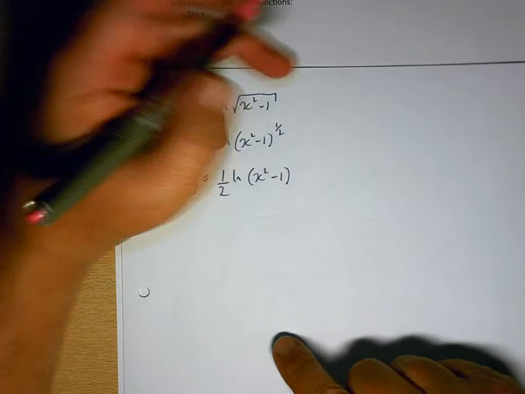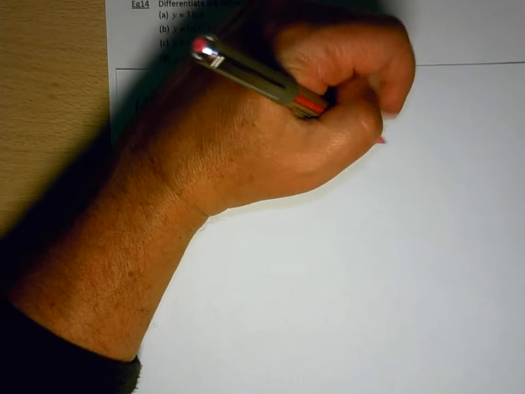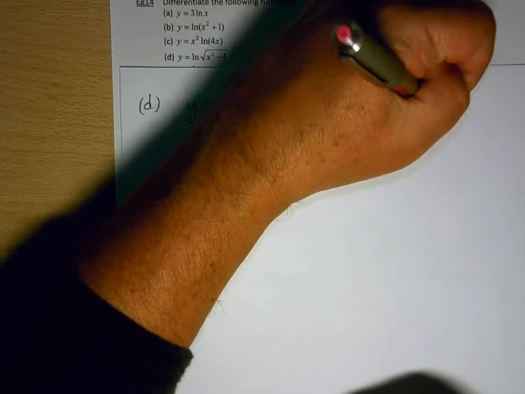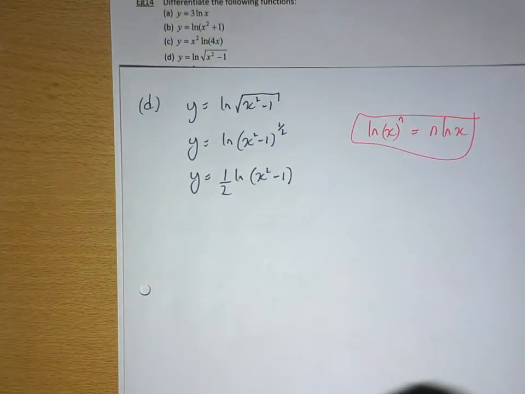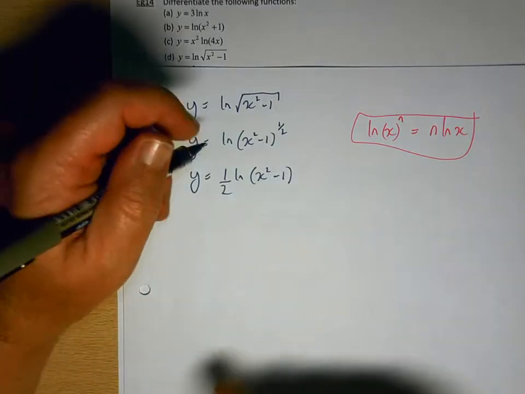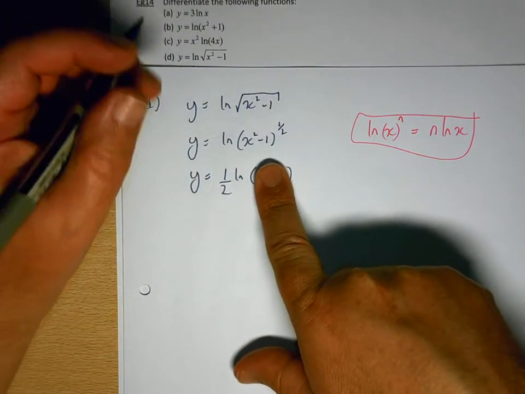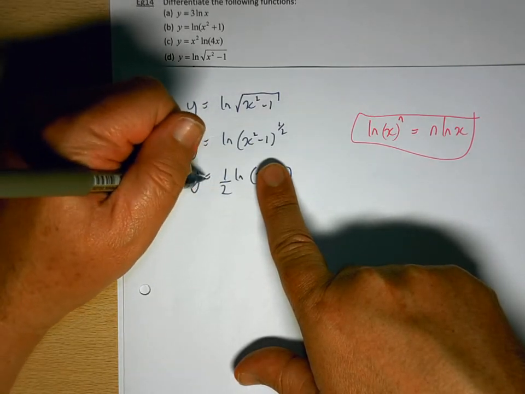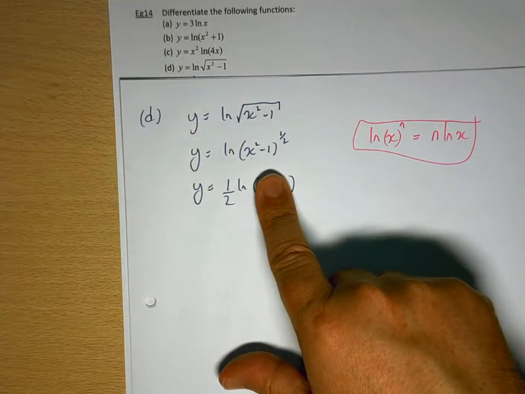Okay, so that's moving that from there. Ln x to the n is the same as n ln x. That's from your AS work. Okay, so that makes life a bit easier now. It's a less complicated embedded function. So it's not a product. There's no function of x times a function of x. So it's just chain rule.